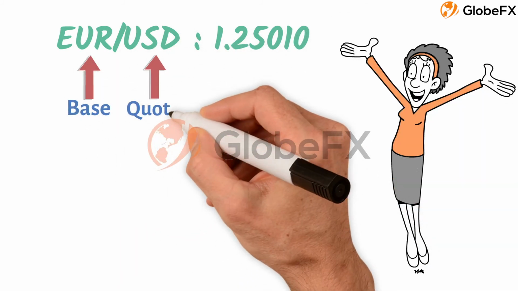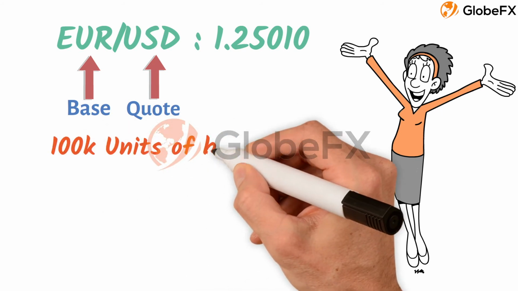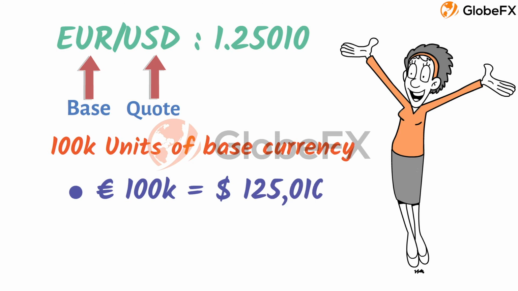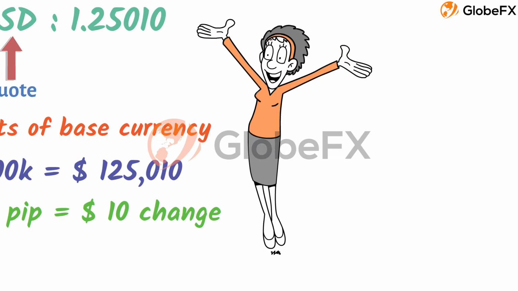Now here's where we're going to do some calculations. Most of the time, this is going to be pretty easy. Let's multiply it out. In our former example, we had 100,000 units of the euro. So if we change this just a little bit, what was previously worth $125,000, well, if the exchange rate changes just a little bit, we can multiply that out. We find that this one lot of this particular currency pair is now worth $125,010. So what that's telling us is the value of 1 pip in this case is $10.